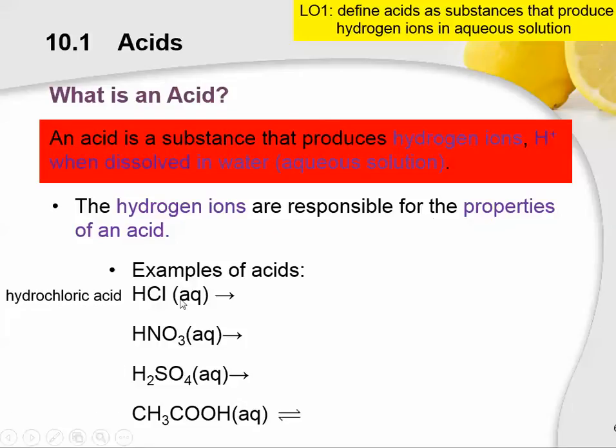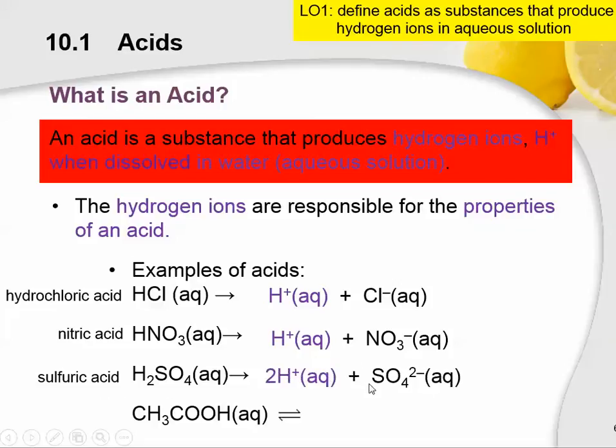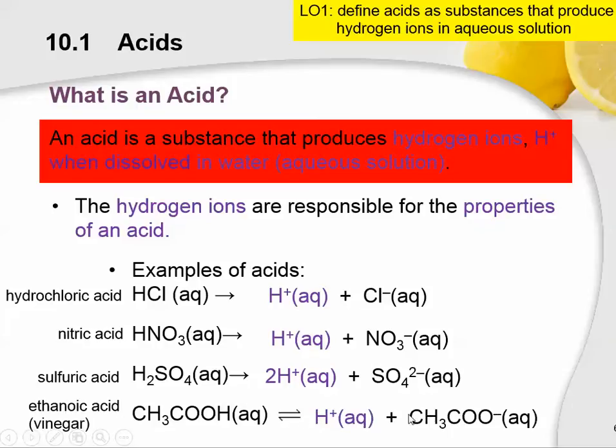There are some example acids here. For example, hydrochloric acid, HCl, when it's in aqueous form, you will find hydrogen H+ ions and chloride ions in the solution. Nitric acid, H+ ions and NO3- ions. Sulfuric acid will form H+ ions as well as sulfate ions. And even vinegar or ethanoic acid, you have H+ ions and ethanoate ions. Now take note, it is these hydrogen ions in the solution that give rise to acidic properties.